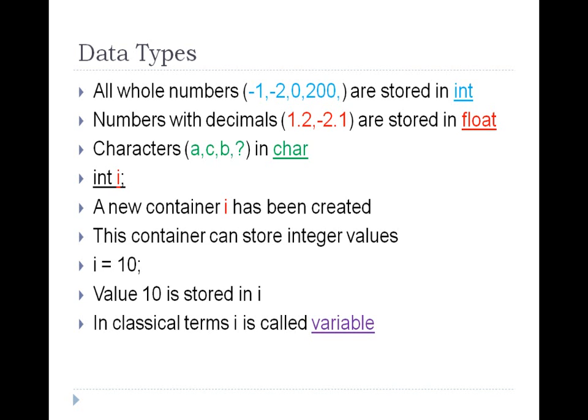In classical terms, i is called a variable. We don't call it a box, we don't call it a container, we call it a variable. A variable is actually a box. It is actually a container in which certain types of values can go in depending on how you have defined that particular variable. And this term of course is borrowed from algebra. Nothing very great about it. It simply means that it can have any value. It can have a variable number of values.